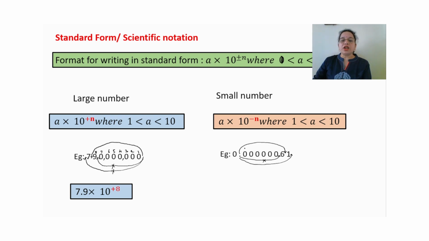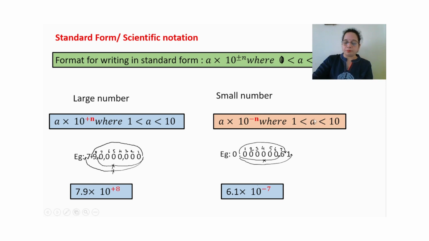Now how many places are we shifting? 1, 2, 3, 4, 5, 6 and 7 places we are shifting. So your answer will be 6.1 into 10 raised to the power minus 7. For a very small number, your powers are negative. So this way, this is the standard form of writing any bigger number or smaller number. For a bigger number, your exponent will be positive. For a smaller number, your exponent will be negative. Value of a lies between 1 and 10.